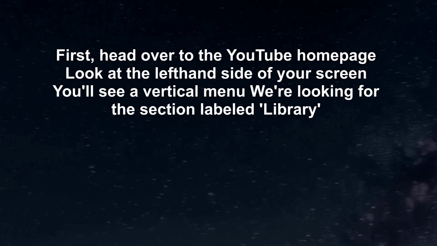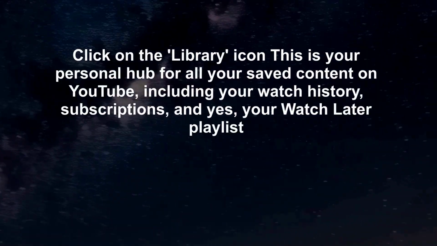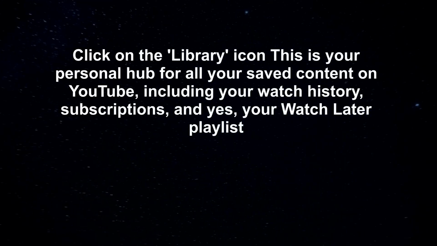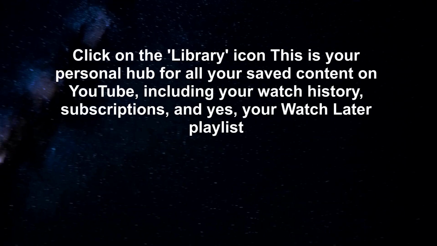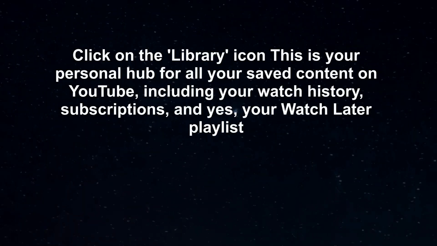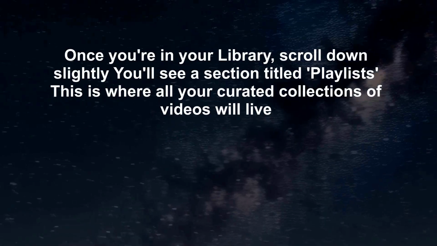You'll see a vertical menu. We're looking for the section labeled Library. Click on the Library icon. This is your personal hub for all your saved content on YouTube, including your watch history, subscriptions, and yes, your watch later playlist. Once you're in your library, scroll down slightly.